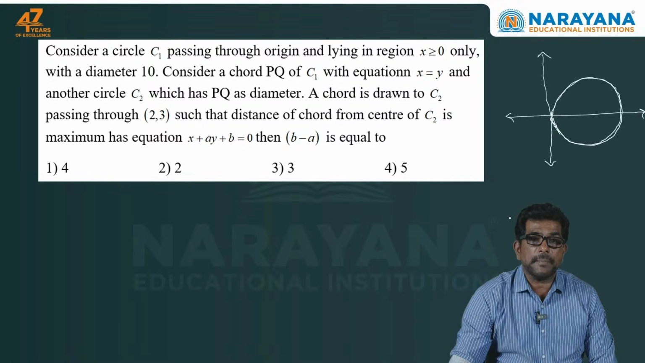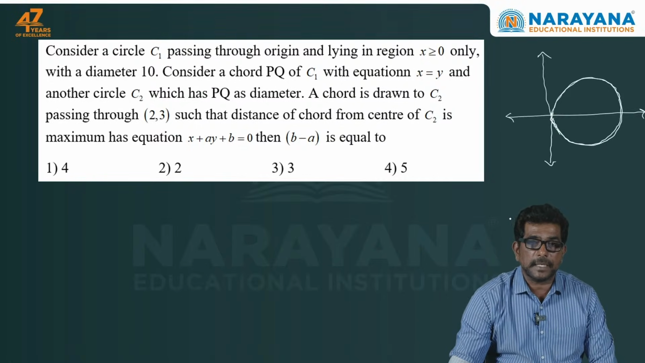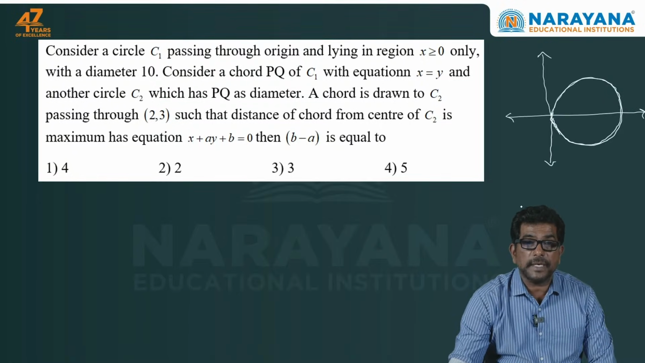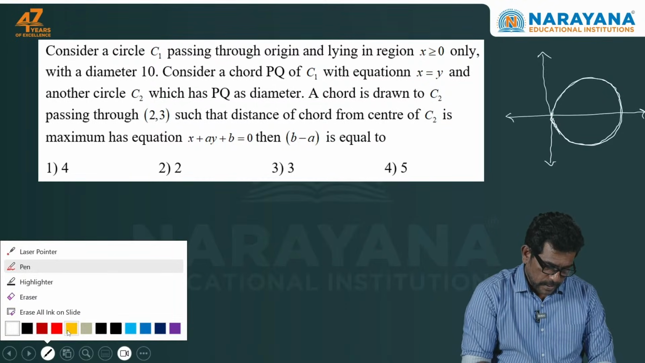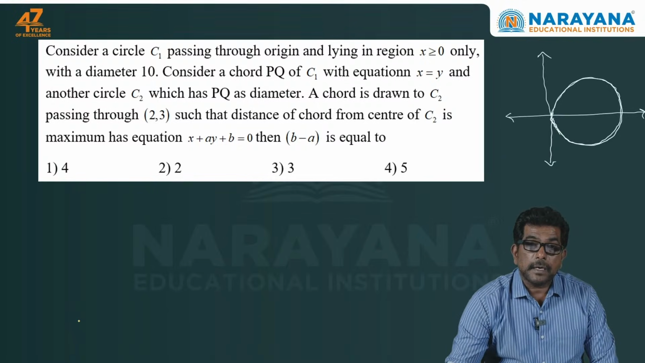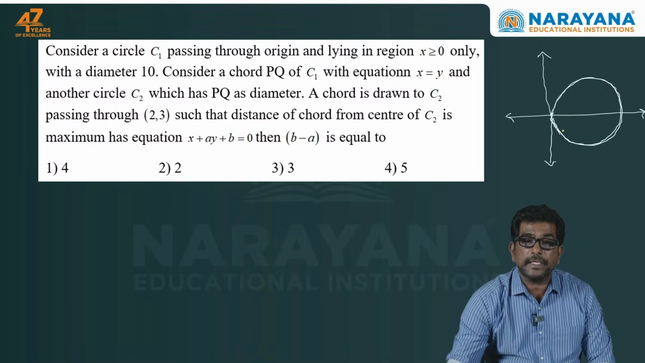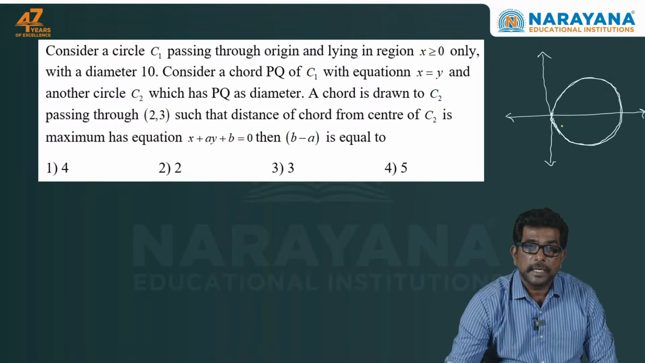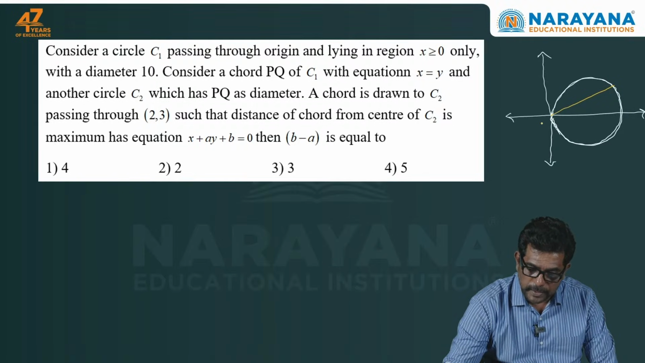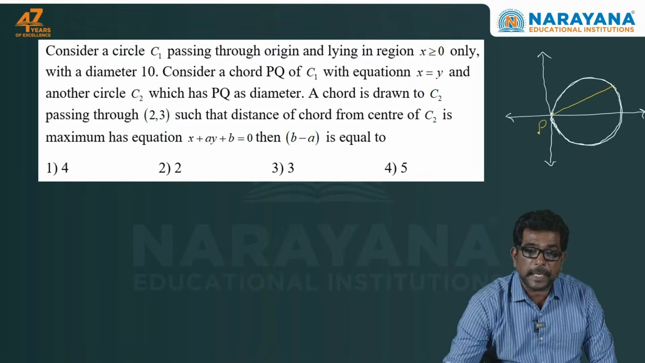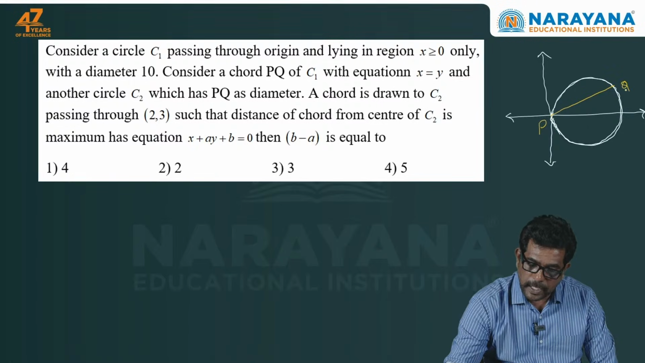Here the diameter is 10. Consider a chord PQ of C1 with equation x is equal to y. The equation y is equal to x, you know, represents a line passing through the origin. So the chord PQ is passing through the origin. Suppose I am taking P at the origin and Q at the other end.